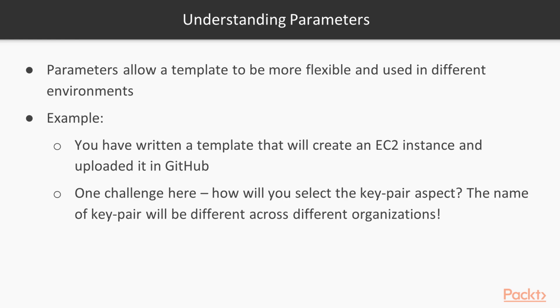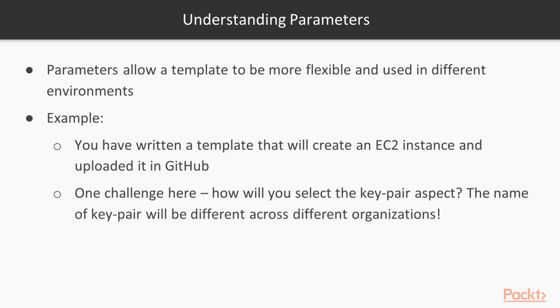So you have written a template that basically creates an EC2 instance and you have uploaded it to GitHub. Now, if you want to create an EC2 instance with CloudFormation, one of the parameters that are generally required is the key pair name, because if you want to create an EC2 instance, you also have to define the key pair. Otherwise, you will not be able to log into that EC2 instance.